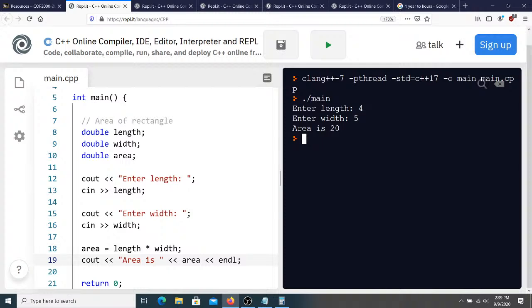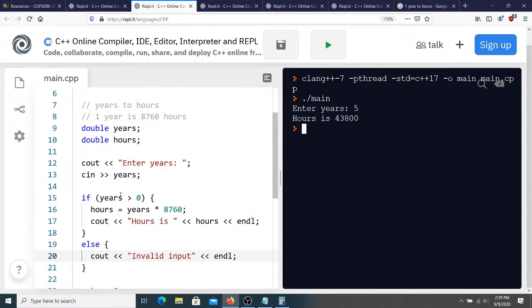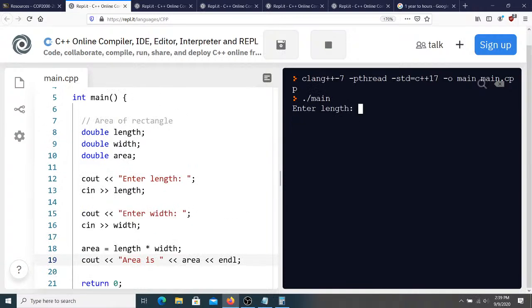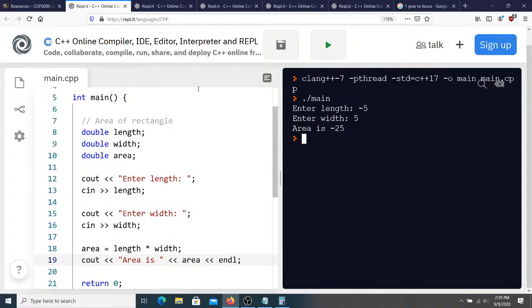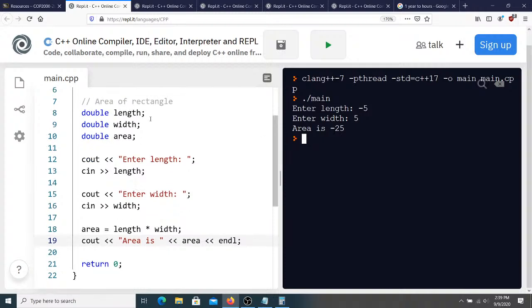But we end up in kind of a weird situation that we've been able to solve before. Like here, if I enter in minus 5 years, over here, I had the if statement to catch it. Here, I don't have an if statement yet. Again, in certain contexts, negative length might make sense, but in this case, it doesn't. It did the math correctly, minus 5 times 5, which is negative 25, but okay, well, how do we solve this?